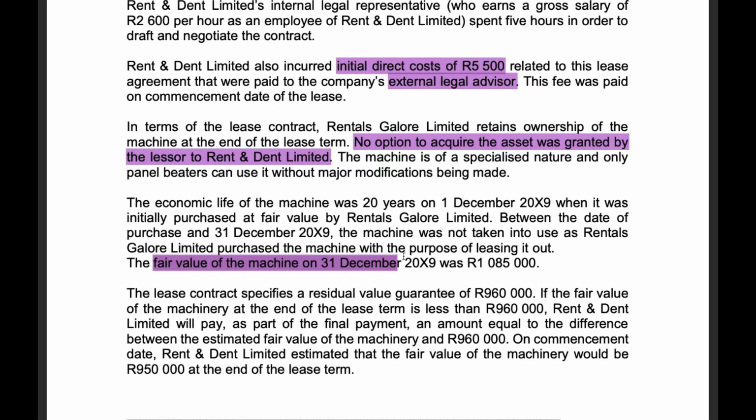The fair value of the machine on the 31st of December 2009 was 1,085,000 Rand. The lease contract specifies a residual value guarantee of 960,000 Rand. If the fair value of the machinery at the end of the lease term is less than 960,000 Rand, Rent&Dent Limited will pay, as part of the final payment, an amount equal to the difference between the estimated fair value of the machinery and the 960,000 Rand. On commencement date, Rent&Dent Limited estimated that the fair value of the machinery would be R950,000 at the end of the lease term.